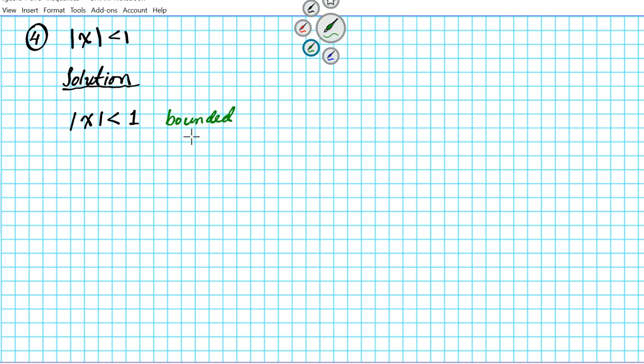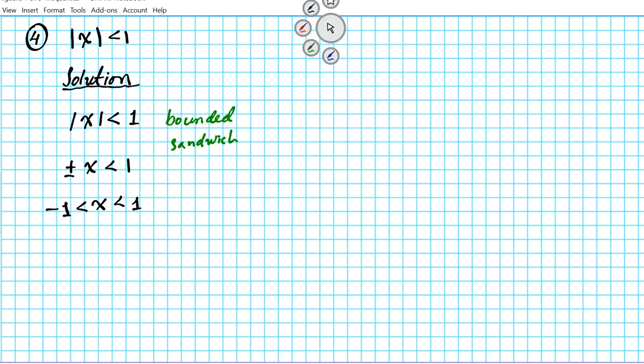Okay, so for a bounded situation, it is a conjunction, or we can just use a sandwich situation here. So to get rid of the absolute value bars, we replace it with plus or minus. Plus or minus x is less than 1. Write this as -1 is less than x, and x is less than +1. You can always do this when you have a less than scenario for an absolute value inequality.